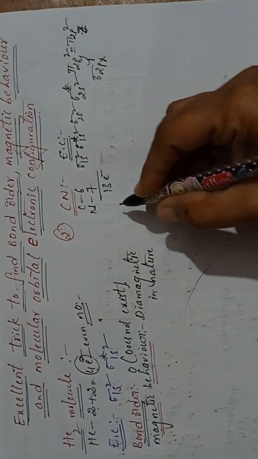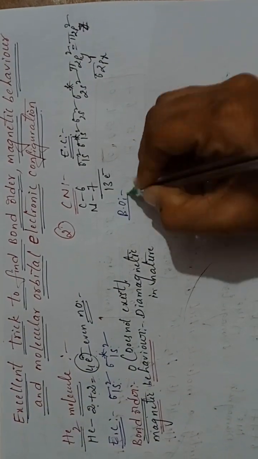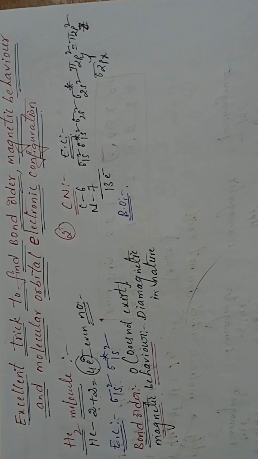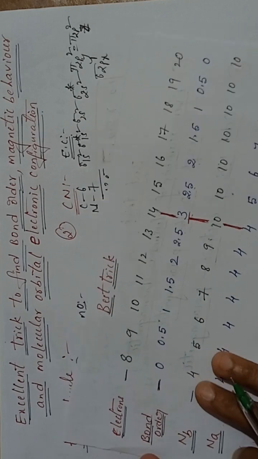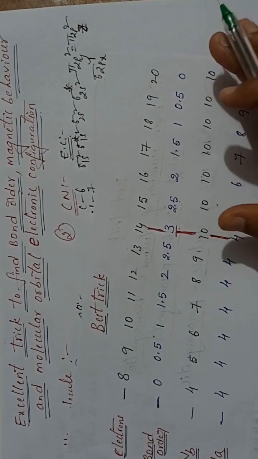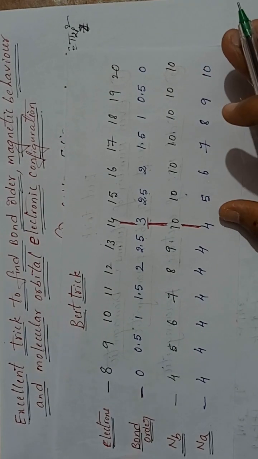Now coming to the bond order. How to write the bond order, students? How to find bond order? Here how many electrons are there? 13 electrons are there. So here I'll give the best trick, students. See here, 13 electrons. This is the table, very important, students. Just practice this table and you can easily answer any type of question.